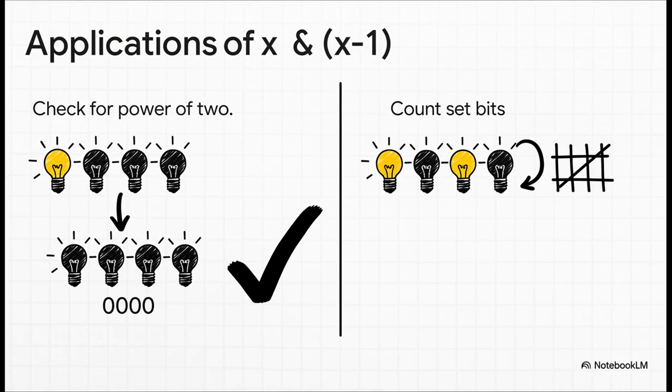Okay, cool trick, but why do you care? Well, this little pattern is your secret weapon for a couple of classic problems. You want to know if a number is a power of 2? Easy. Powers of 2 only have one bit switched on, so if x & (x - 1) equals 0, you've got yourself a power of 2. Plus, this is the engine for a crazy efficient way to count all the set bits in a number. We'll get to that in just a minute.